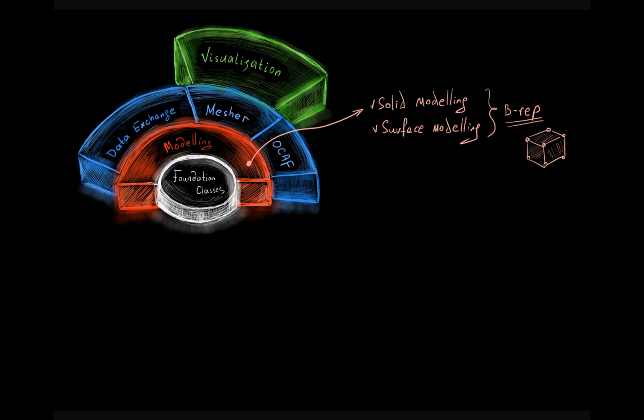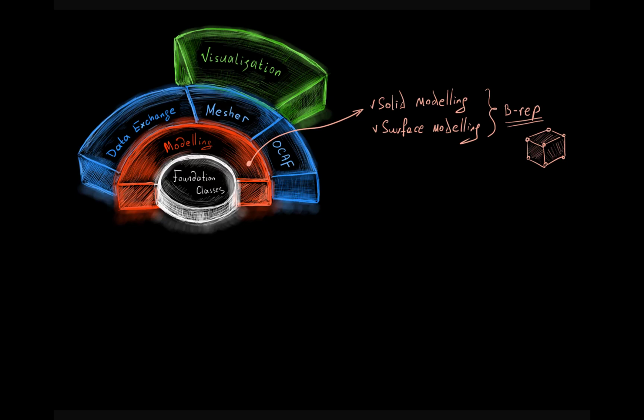Speaking about modeling, we have solid modeling functionality and surface modeling functionality. These functionalities and tiers are not that explicitly divided in the library, but I wanted to put it in that perspective because it's pretty important to understand whenever we speak about solid modeling or surface modeling.